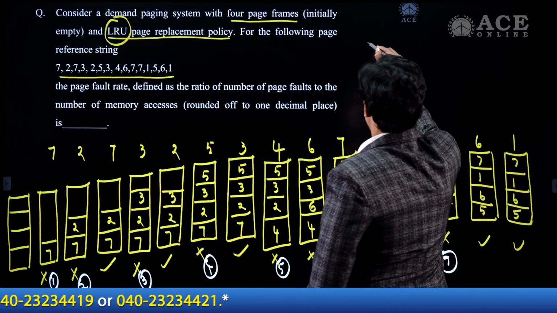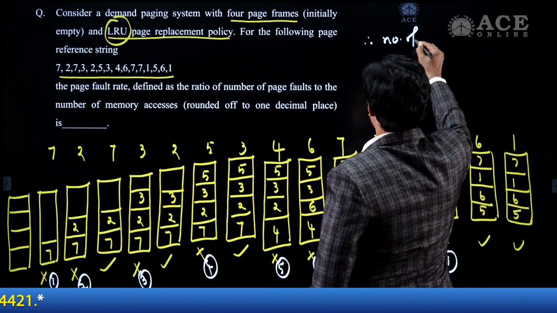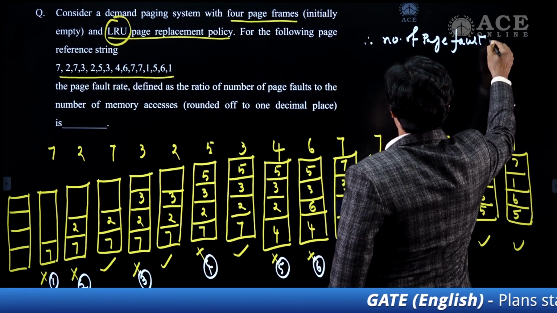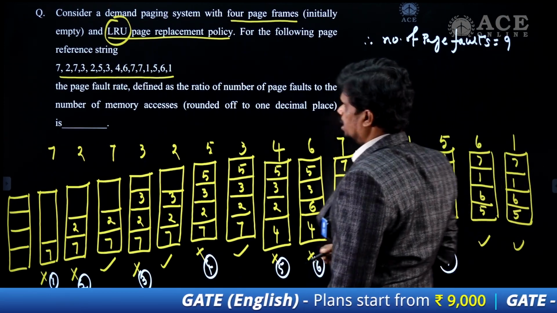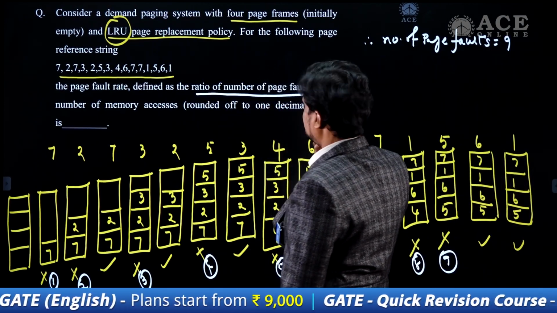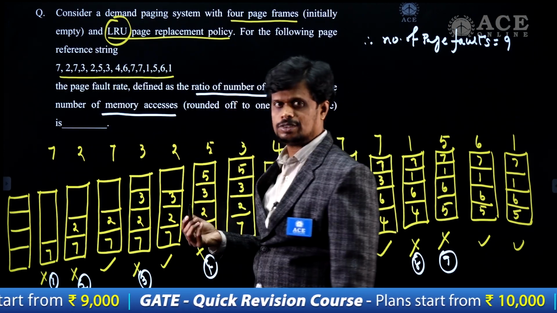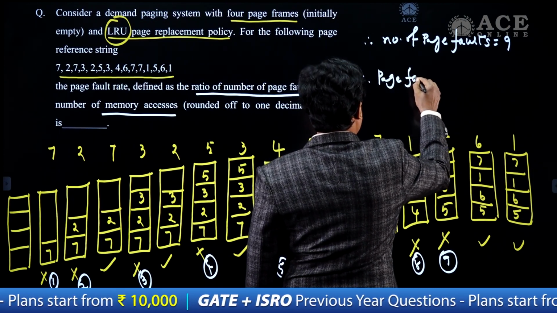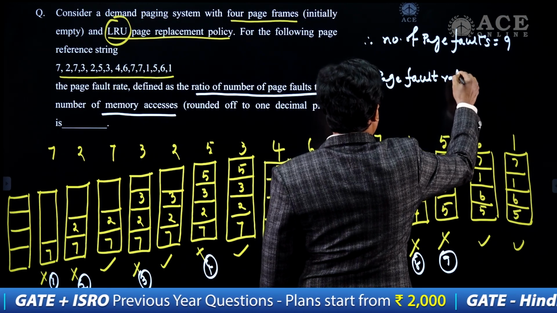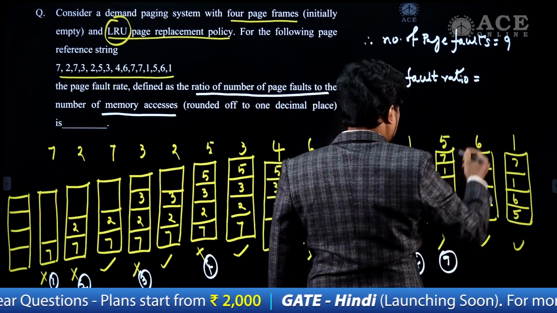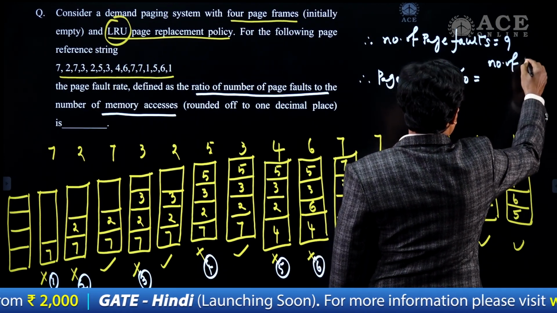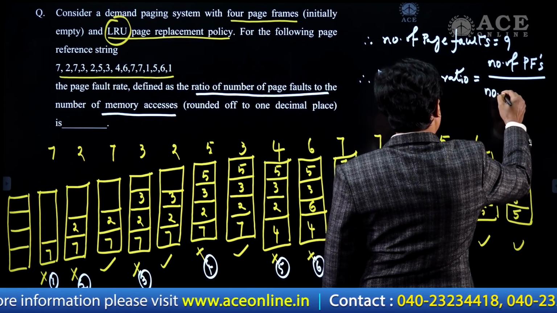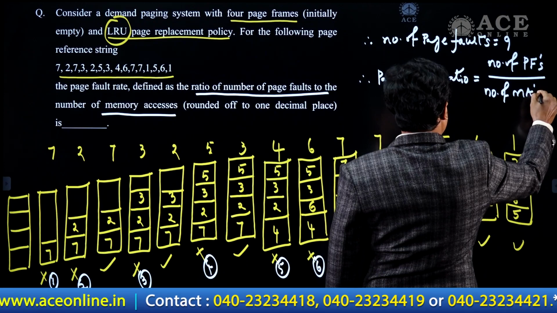So therefore, the number of page faults is equal to 9. But the question asks for the ratio of the number of page faults to the number of memory accesses. What does it mean? So the page fault ratio is equal to the number of page faults divided by the number of memory accesses.